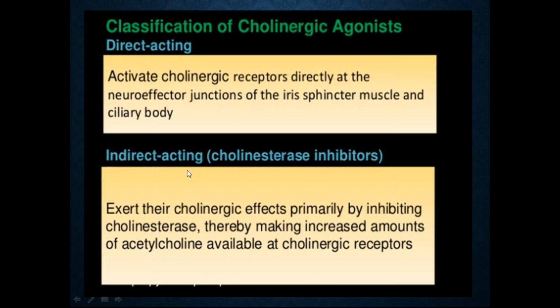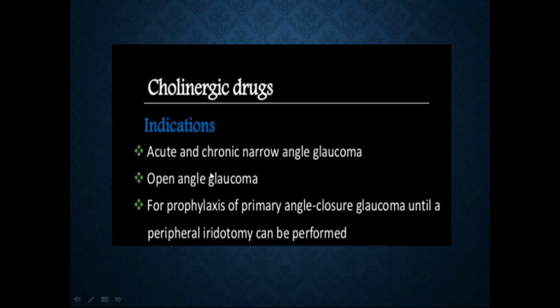Coming to indirect action, they exert their cholinergic effects primarily by inhibiting the cholinesterase. It acts as an inhibitor of the cholinesterase, thereby making increased amounts of acetylcholine available, which leads to contraction. So, cholinergic drugs' indications: acute and chronic narrow angle glaucoma.